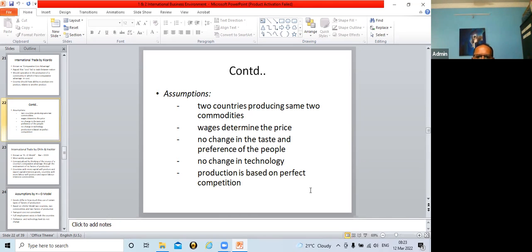Then wages determine the price. Whatever labor charge is involved, that determines the price. And if your wages are high, naturally the price will be high. So Ricardo believes that wages should be at a reasonable rate. Then no change in taste and preference of the people. So this is also an assumption put by Ricardo. Preference remains constant and taste also remains constant. So no change in technology. Technology is also constant. So these are some assumptions put by Ricardo.